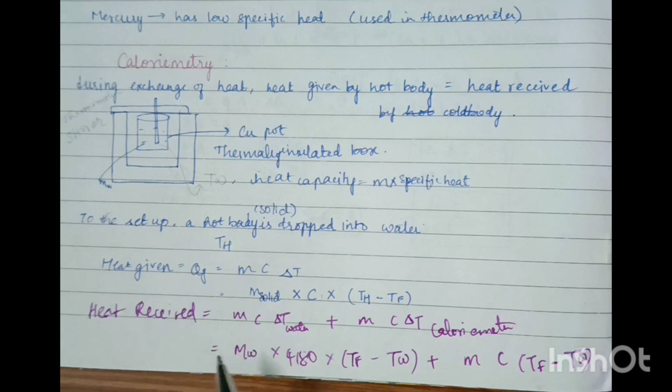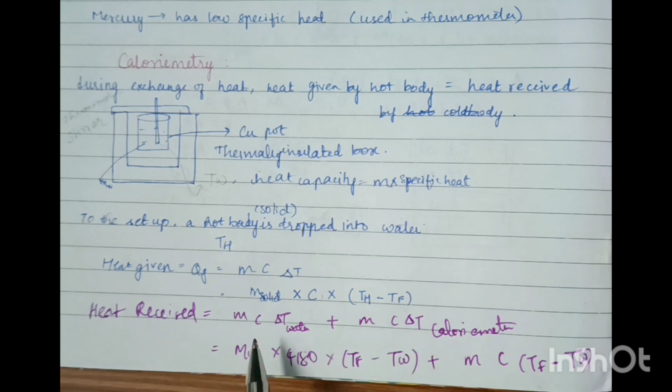And what is heat received? Who are all receiving the heat? Both water and the calorimeter. So we have to consider the heat energy for both of them. MC delta T of water plus MC delta T of calorimeter. So here you have to take the mass of the water, and C is the specific heat capacity of water, and that is 4180 if we are considering kilograms. You can use 4180 and delta T. So please remember this value, delta T of water.